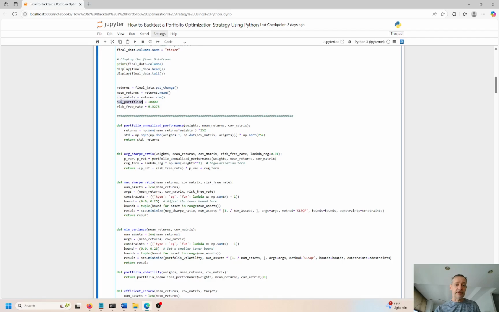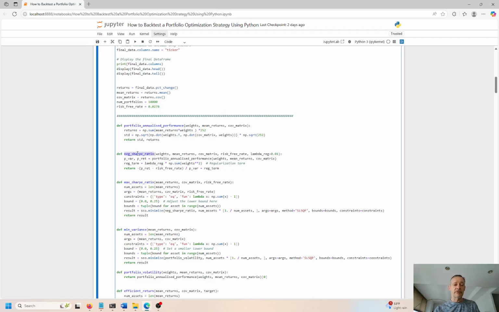The number of portfolios is 10,000, so we're going to do 10,000 simulations. And the risk-free rate I set at 2.78%. I think that's pretty relevant in our interest rate environment right now. It's mid-May 2025. I think that's really relevant.